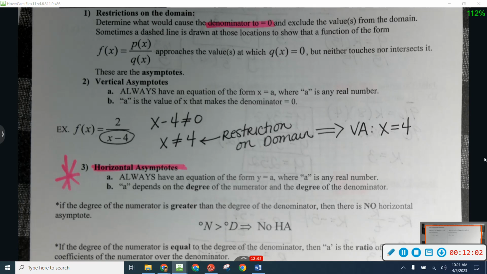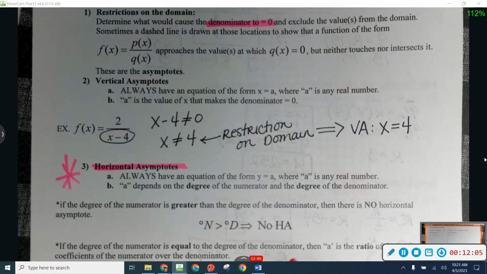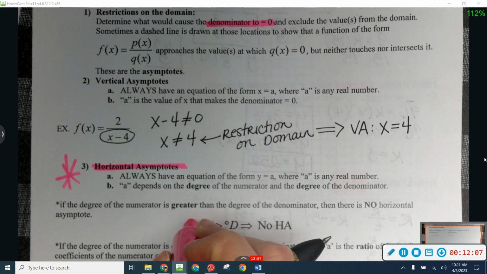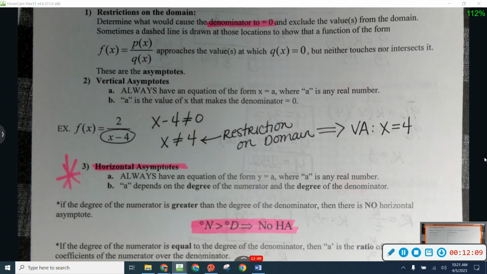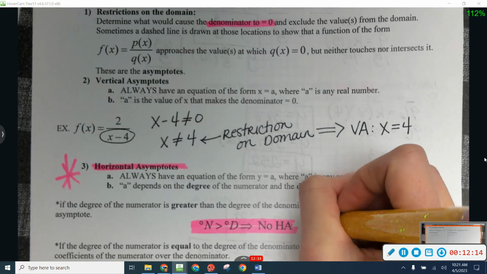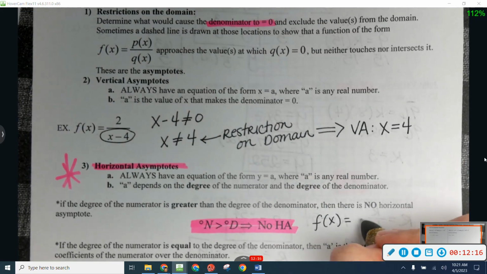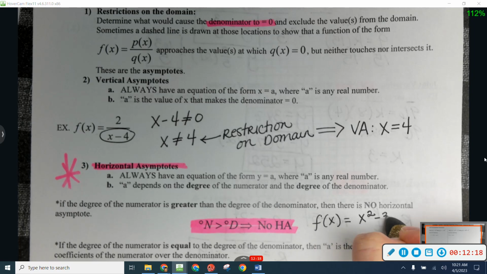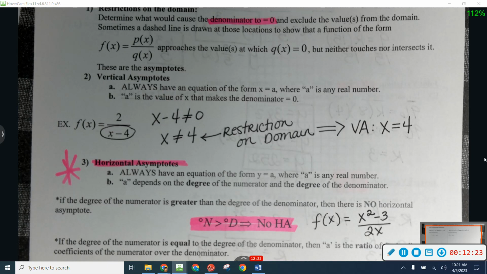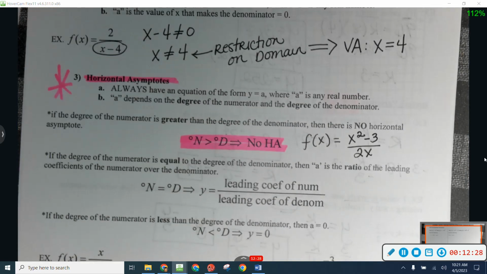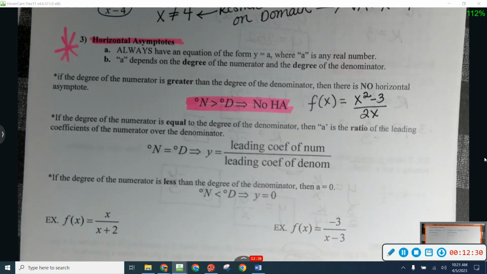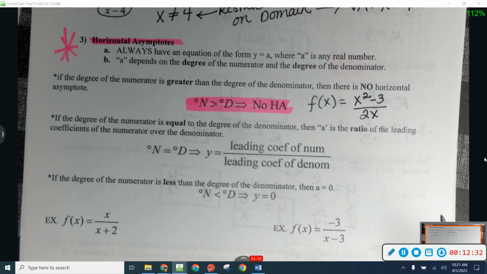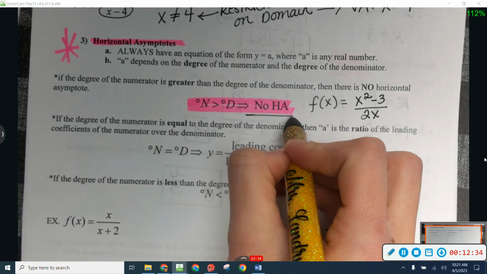Okay? So it says if the degree of the numerator is greater than the degree of your denominator, you have no horizontal asymptote. Okay, well, what does that look like? So that would be something like f of x equals x squared minus 3 over 2x. Okay, something like that. The degree of my numerator would be 2. The degree of your denominator would just be 1. Okay, so I would have no horizontal asymptote.